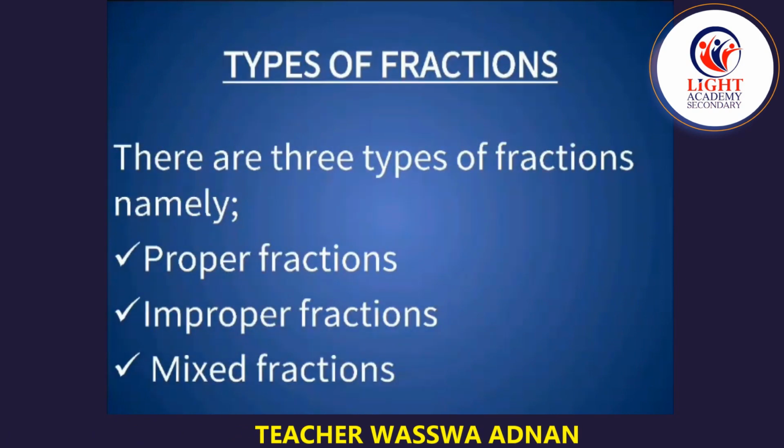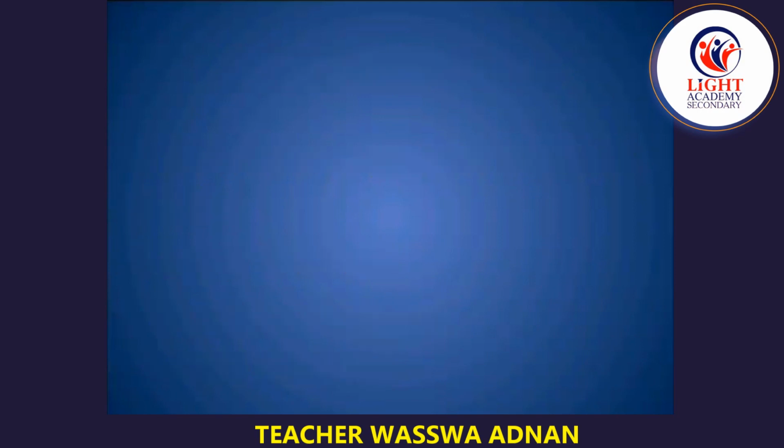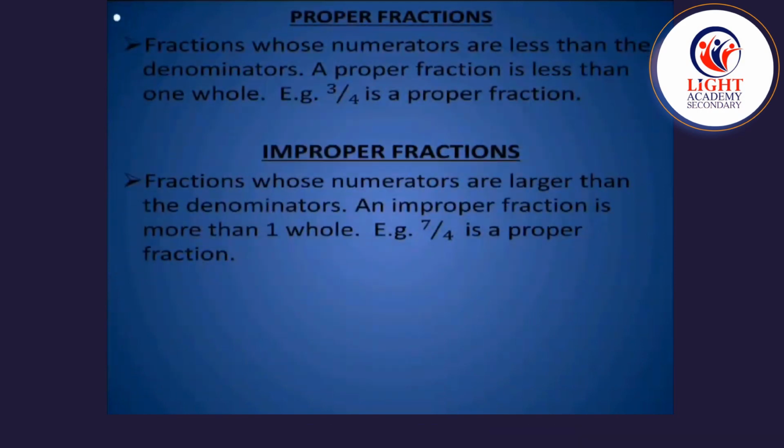Types of fractions: they are basically 3, and these include 1. Proper fractions, 2. Improper fractions, 3. Mixed fractions. Let us look at the proper fractions first. A proper fraction is a fraction whose numerator is less than the denominator. This therefore means that a proper fraction is less than a whole. For example, 3/4 is a proper fraction, and you can say that 3/4 is actually less than 1 whole number.